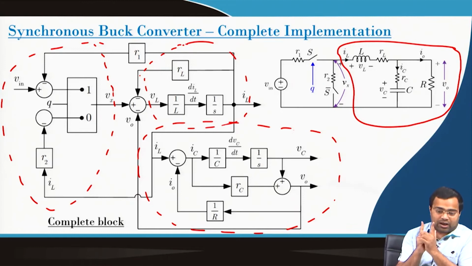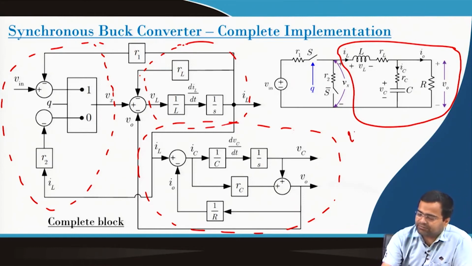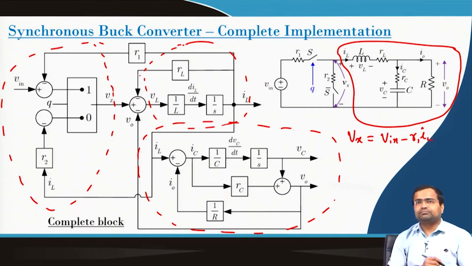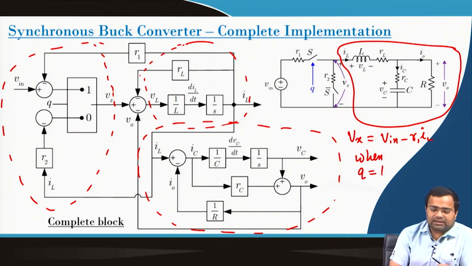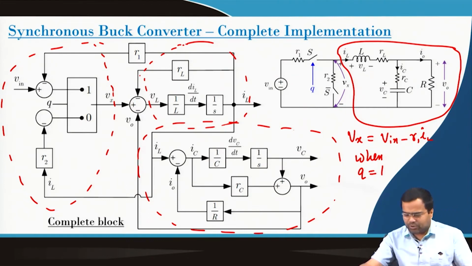When the switch is on, if you look at this Vx terminal, the Vx will be V in minus R1 IL when the switch is on, that is when my Q is equal to 1, and it will be minus R2 IL when Q is 0. So, this switch block we have to use.